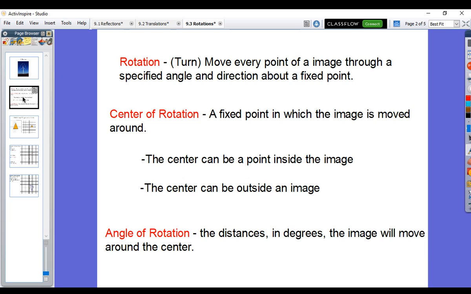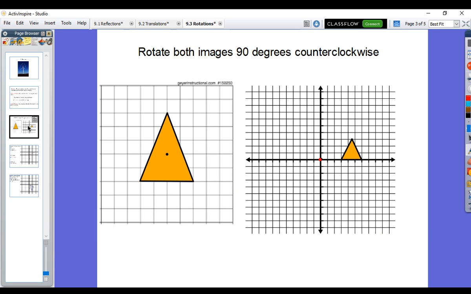So there's central rotation, meaning a fixed point inside the image that rotates on itself, or the center point can be outside. We'll show you both of them here. Also, angle of rotation is talking about the distance in degrees the image is moving about the center. All right, so let's talk about those two types of rotations.